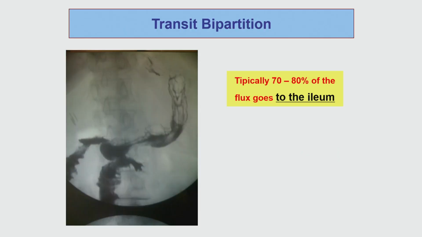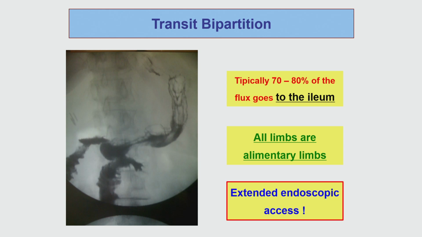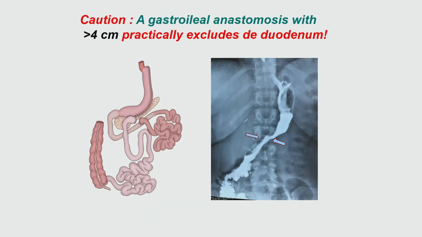Okay, who knows? Typically, the expert surgeons performing this usually say that typically 70 to 80% of the food goes to the ileum, all limbs are alimentary limbs. There's no doubt that we can access the duodenum and the bile duct endoscopically, but I don't think this approach of 70 to 80% is really something we can say.